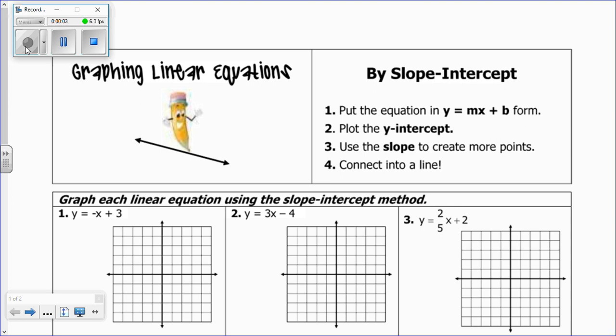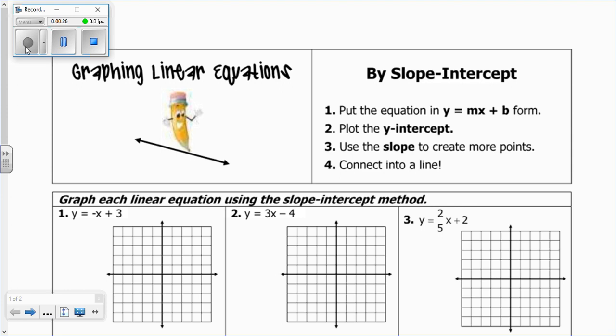All right, we're going to talk about how to graph linear equations, and we're first going to start off if they are giving you the equation in slope-intercept form. So if it's in slope-intercept form already, all we're going to do is plot the y-intercept, and then we're going to use the slope to create more points, and then you're going to connect into a line, okay?